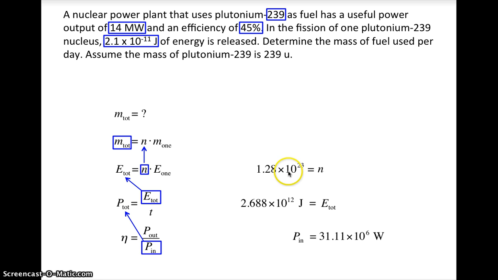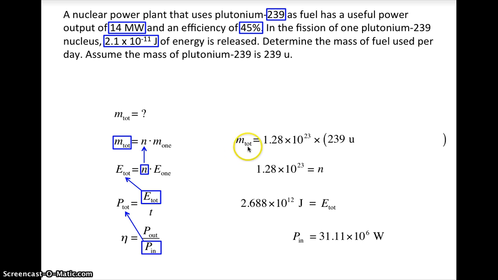So that's how many nuclei we use in 1 day. Now all we have to do is convert that to a mass. So the number of nuclei times the mass of each nucleus gives us the total mass. We plug in the value from before, n, that we just found. We plug in the mass of one nucleus.